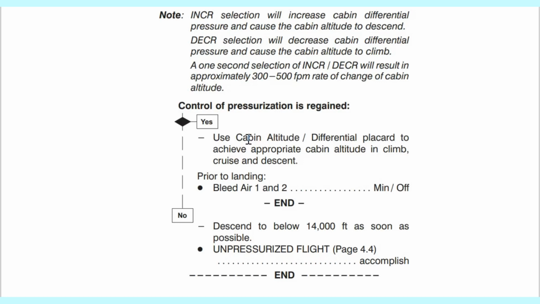And then prior to landing, just switch off the bleeds and put the selector to min. So you can still fly the aircraft nicely. You can control the pressurization, you can breathe normally once you've done that.